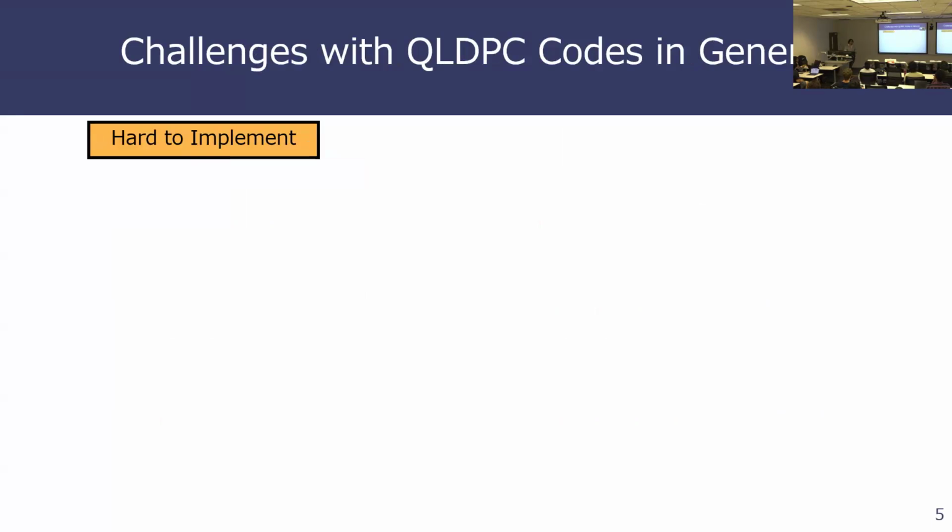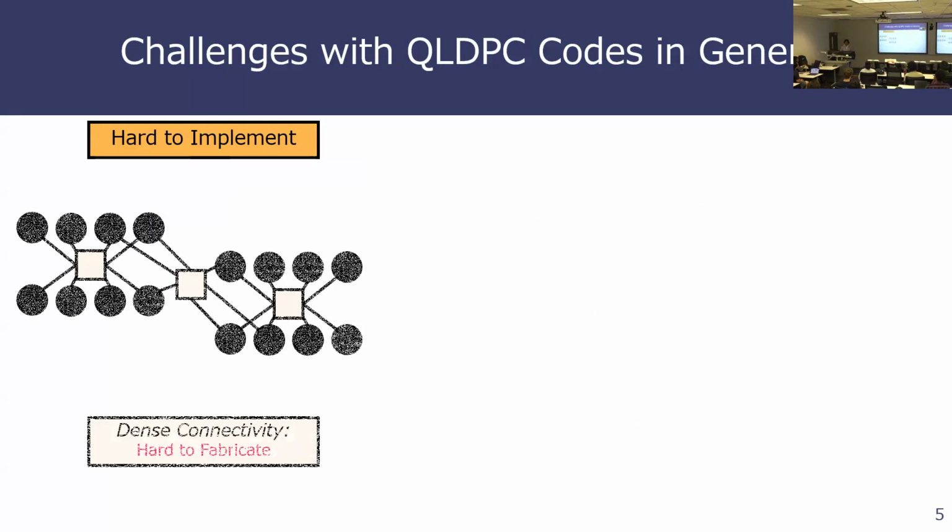Well, the first thing is that they're hard to implement. If we look at the connectivity requirements of a QLDPC code, it's rather dense. You can expect something like up to degree 10 or degree 12 connectivity. This is really hard to fabricate on superconducting processors because of frequency collisions.